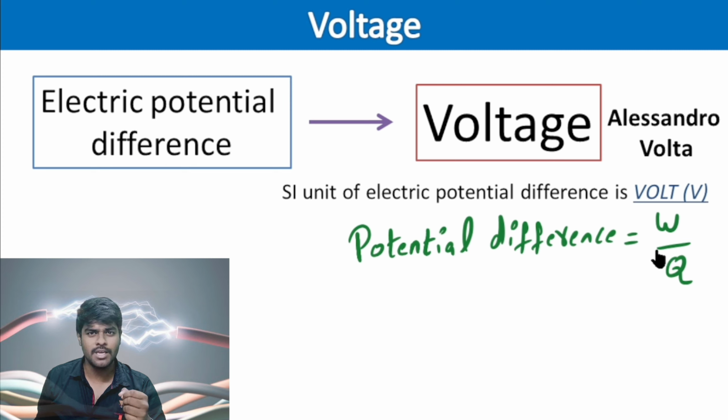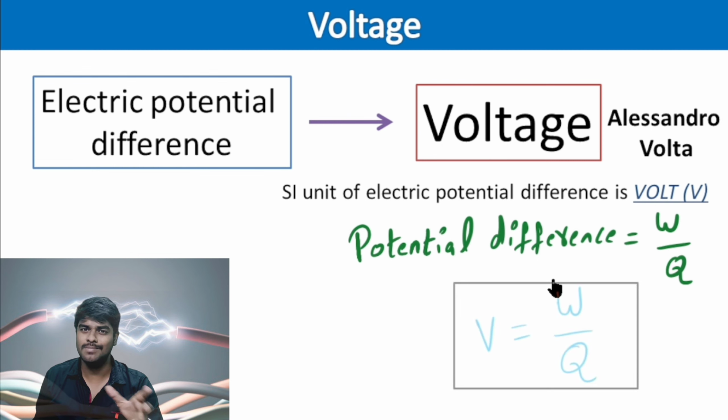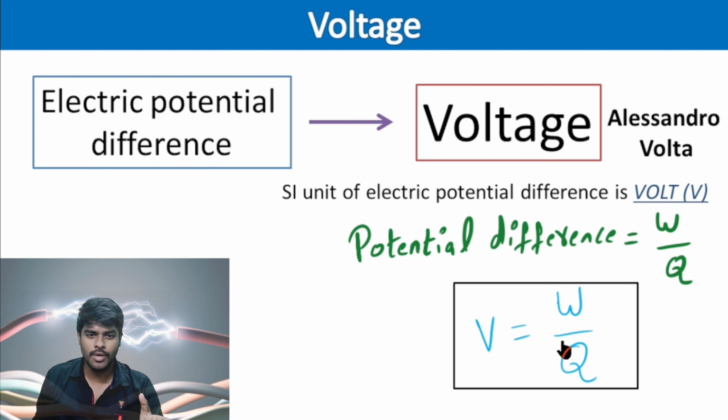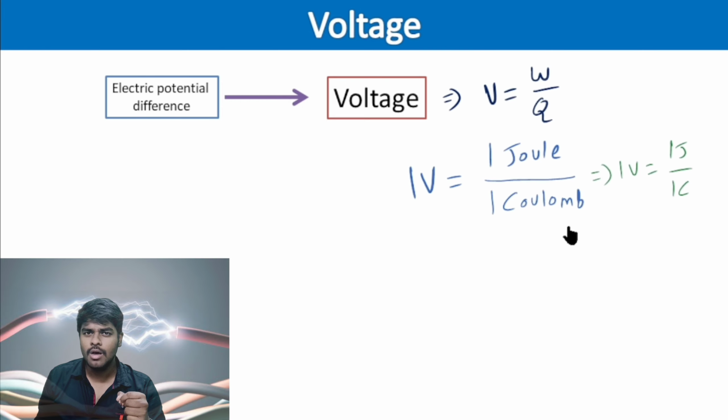What is the meaning of W? Work done. What is the meaning of Q? Charge. So what is the meaning of voltage? Work done to move the charge. In simple words, it is called voltage. So V is equal to W by Q. V means voltage, W means work done, and Q is charge. What is the unit of voltage? Volt. So how do you express this volt? 1 volt is equal to 1 joule by 1 coulomb.